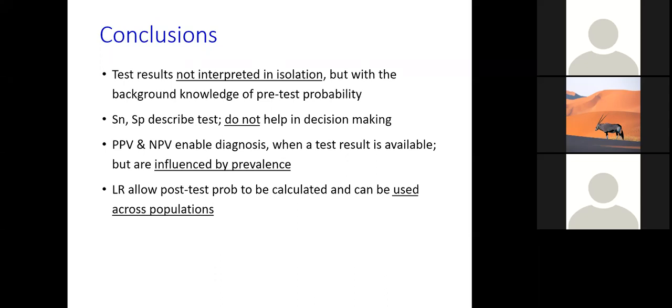And lastly, likelihood ratios allow the post-test probability to be calculated, and they can be used across populations, as I showed you. You can derive it from the sensitivity and specificity, and for your population, find out what is the post-test probability when you're using it on a given patient.